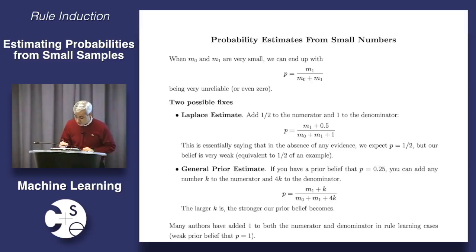Because obviously what it does is it makes my probability estimates smoother. They don't jump all over the place anymore. They move very smoothly from your prior to the truth. Okay. Questions? All right.